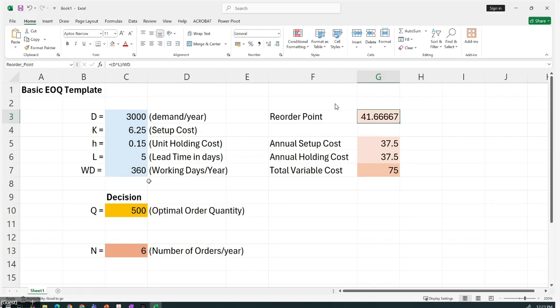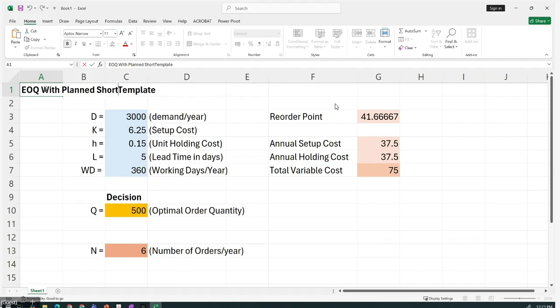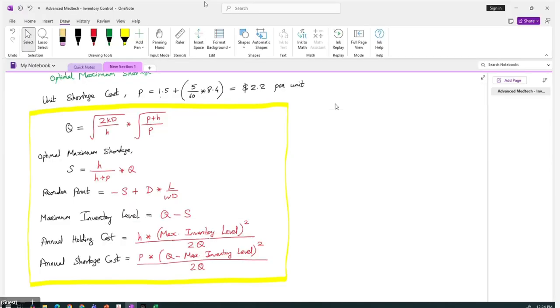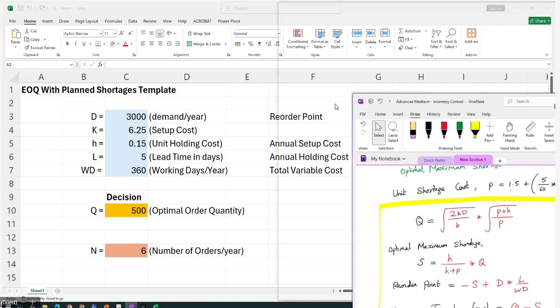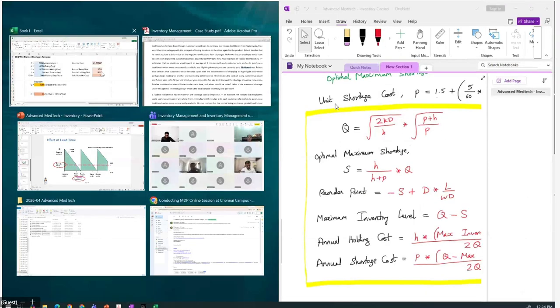So make a copy of the first file and you will have this. Now here we'll make the changes. I hope you're with me. So now what are we looking at? EOQ with planned shortages template. Okay. Now let me put this also on the right side for easy reference.